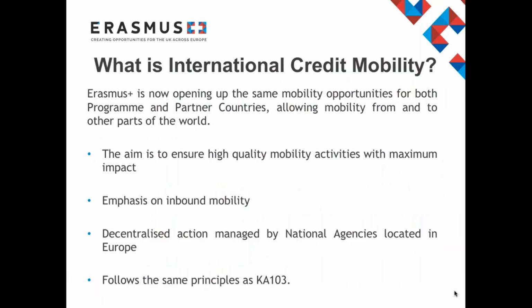Erasmus Plus has opened up the same mobility opportunities for both programme and partner countries, allowing mobility from and to other parts of the world. The aim is to ensure high-quality mobility activities with maximum impact. There is an emphasis on inbound mobility. The European Commission have applied rules to certain countries which encourages incoming mobility over outgoing mobility. It is a decentralised action managed by the national agencies located in Europe. For the UK, it's managed by the British Council in the Cardiff office.